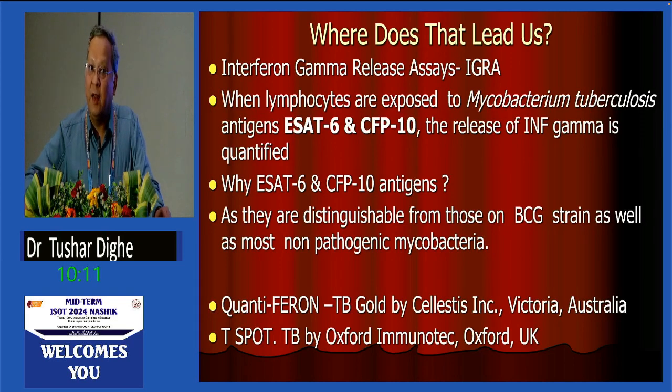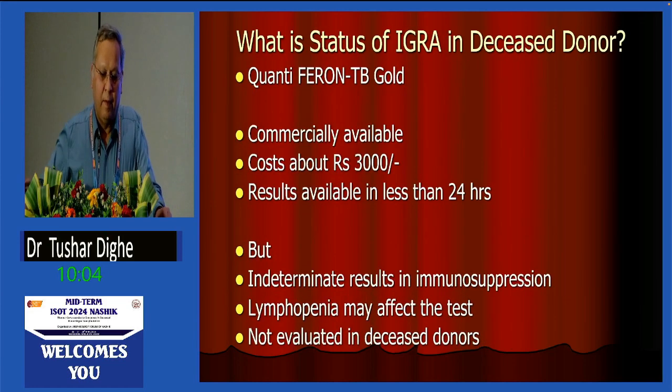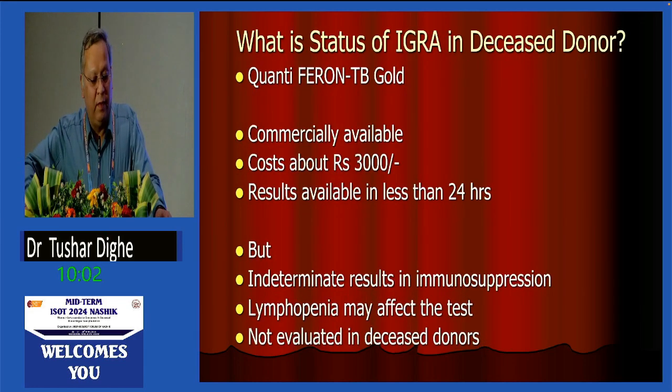There are two tests available: one is QuantiFERON-TB Gold and one is T-SPOT.TB. QuantiFERON-TB Gold is commercially available and costs about 3,000 rupees. The results are available in less than 24 hours, but it gives indeterminate results in immunosuppressed patients. Lymphopenia may affect the test, and it is not evaluated in deceased donors.